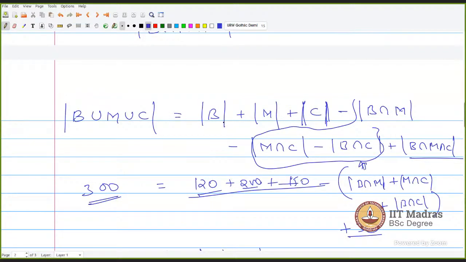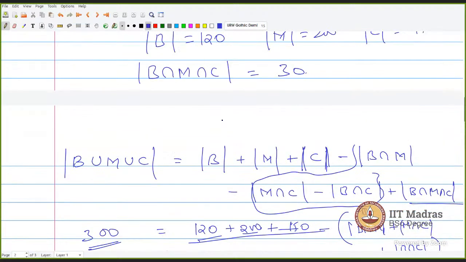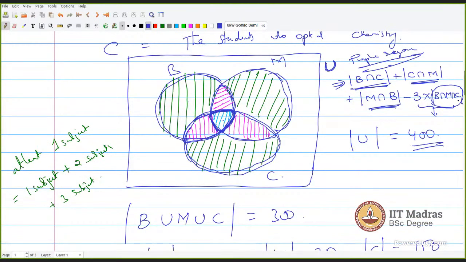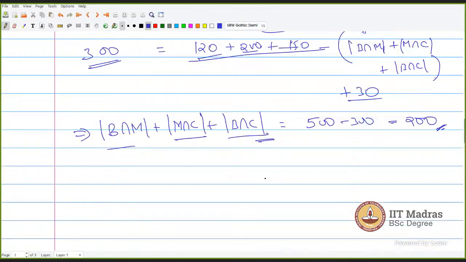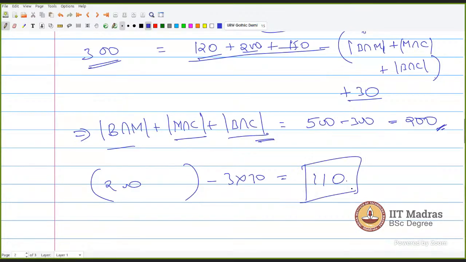In this purple region we subtract 3 times this blue region, B intersection M intersection C, because I don't need this blue region. Once you subtract that, this particular thing, 200 minus 3 times 30, you will get 110. This 110 is the number of students who opted exactly two.